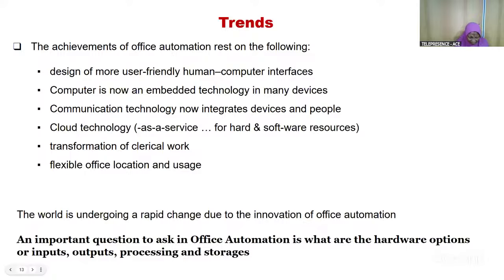Also, transformation of clerical work and flexible office automation.